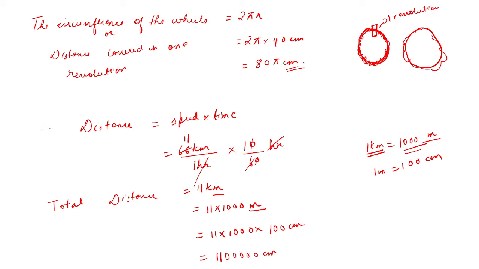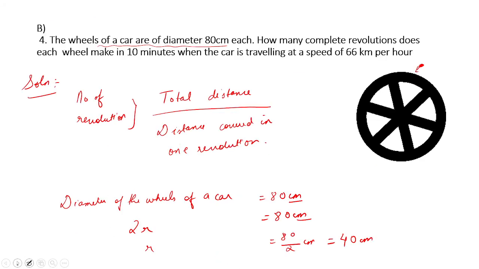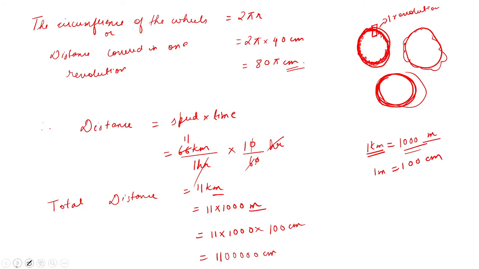Now look at this. Since we are concerned with the outer surface, we're talking about the circumference. So the circumference means the same thing as one revolution, one complete round. The outer surface of a circle is called the circumference, right? Therefore this is the total distance, and this is the distance covered by one revolution. Therefore, what are we asked to find? We are asked to find the number of revolutions.